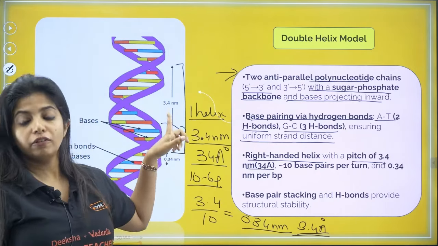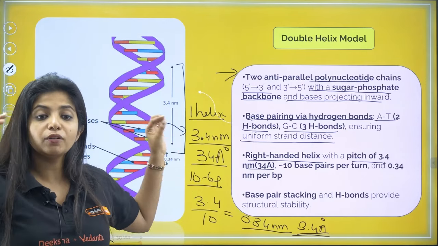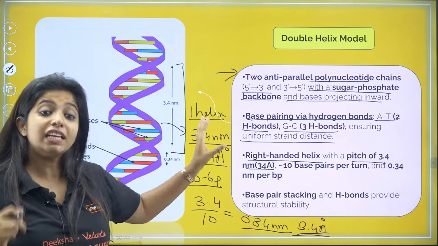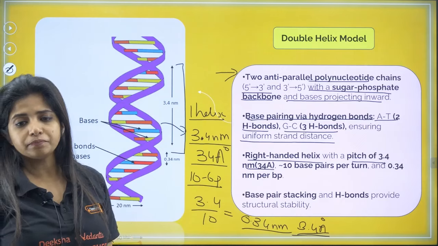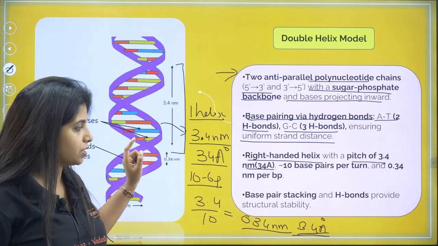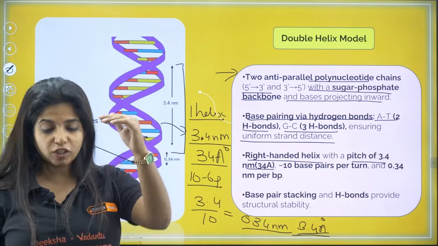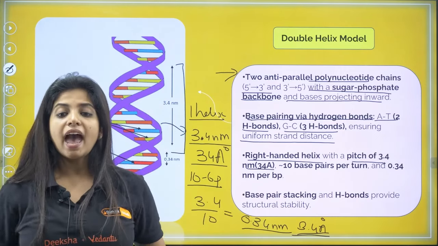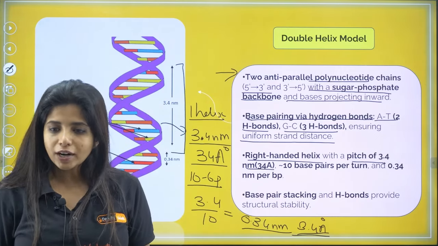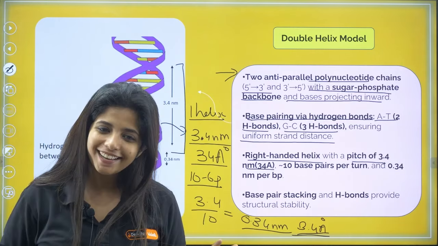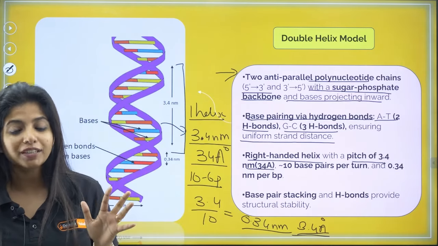So in your textbook, if it is nanometer, then please study that. 3.4 nanometer is over here, and 0.34 nanometer is the distance between each of the bases. Now base pair stacking and H bonds provide structural stability. Base pair stacking one over the other, and hydrogen bonds provide what? Structural stability to it as well. Done. This is your double helix model, my dear children.